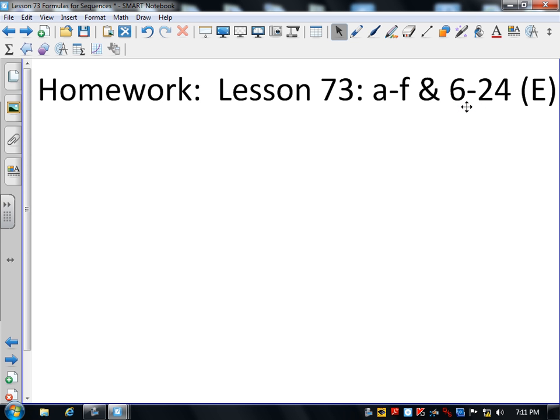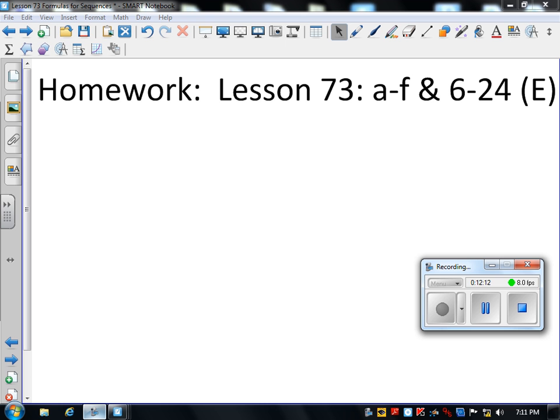Homework for today is from lesson 73, A through F, and 6 through 24 even. If you are talking, that is going to change very quickly to all of the problems instead of just the even problems.